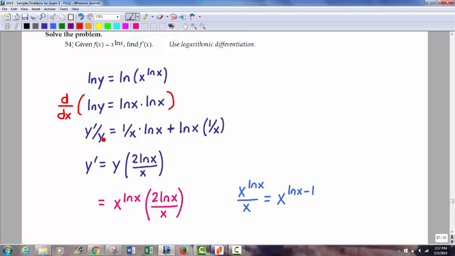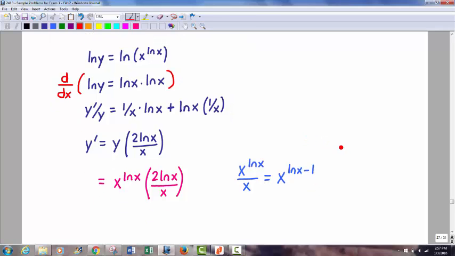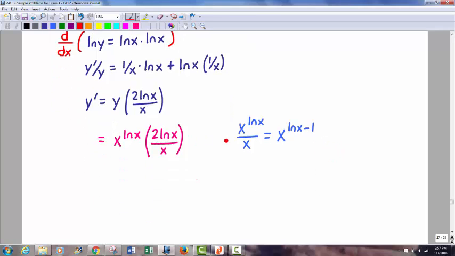So we bring the y over, up and over, and then we replace the y with what the original function is, x ln of x. So you have x ln of x times 2 ln of x over x. And I'm just mentioning here that this would be perfectly fine right here, but just in case, you could combine those x's by the properties of exponents. So x ln of x divided by x to the first would be the same thing as x times ln of x minus 1, just because of the properties of exponents.